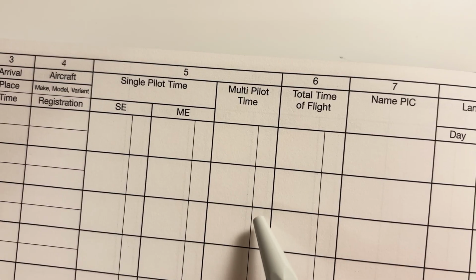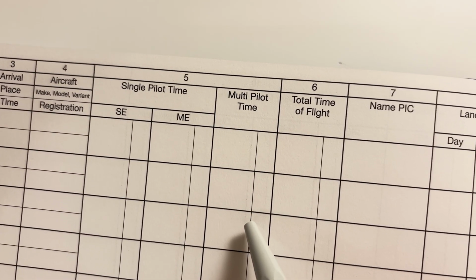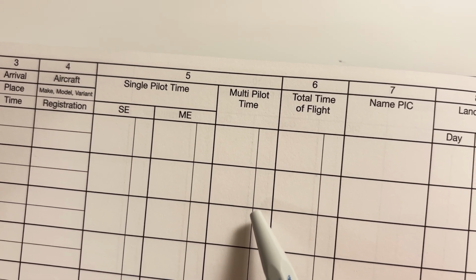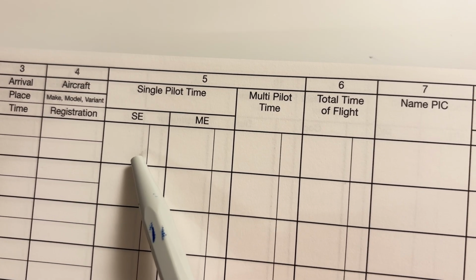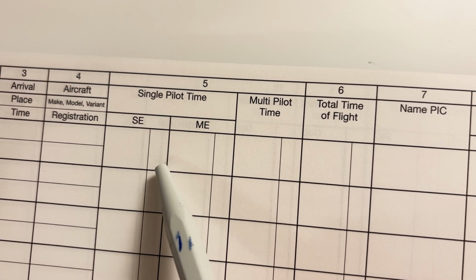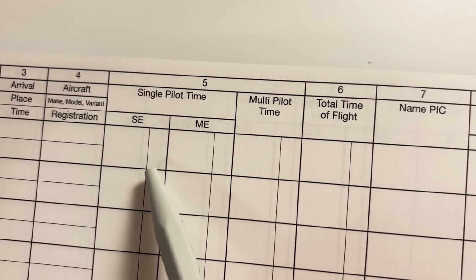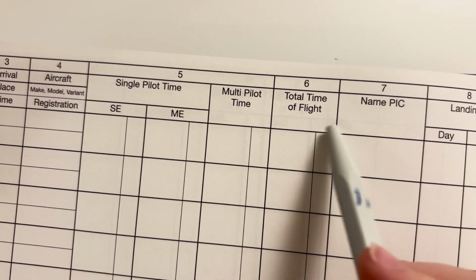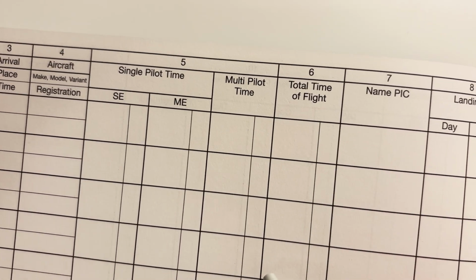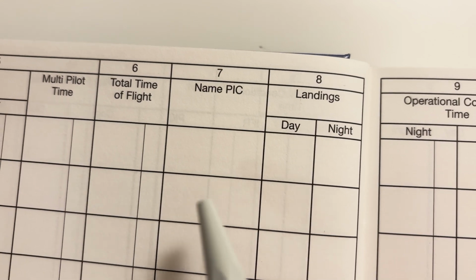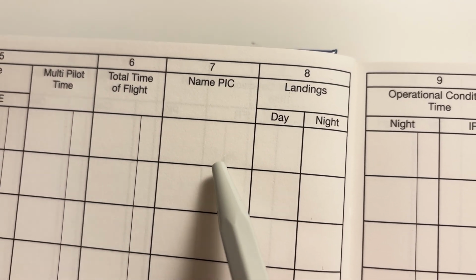So how to write down the times in these columns? As you can see in my logbook, each of these columns is kind of subdivided again into 2 parts. In the first sub-column, you write down the hours, and in the second sub-column, you write down the minutes. In column 6, you specify the total time of the flight. During normal operations as a private pilot, this is usually the same time as what you've written down in column 5. In column 7, you write down the name of the pilot in command.